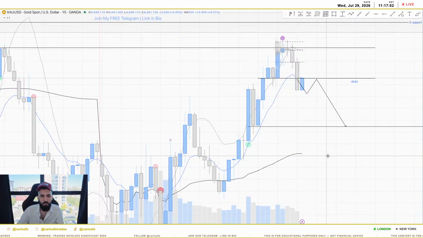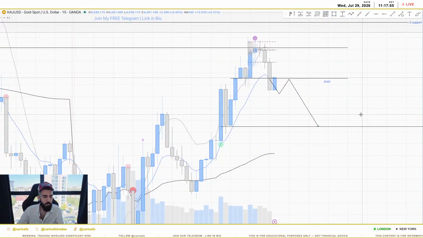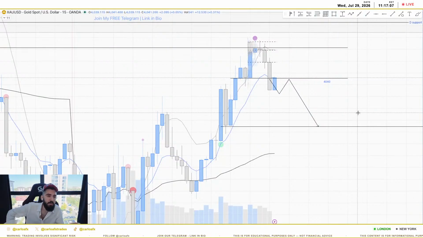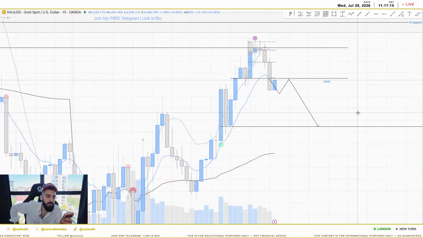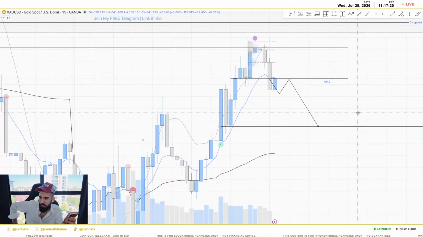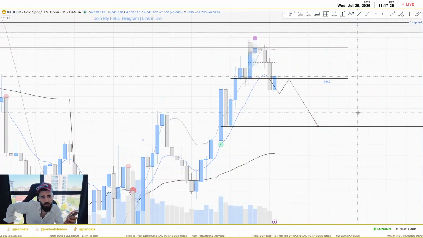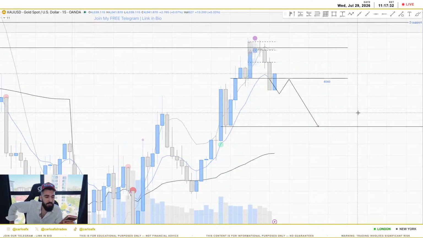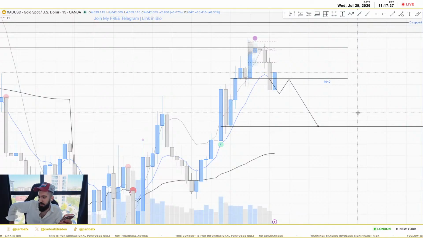Heat map volume. What are you using for a heat map? What browser are you using, or do you have an indicator for it? If you understand heat map, it can be a really good weapon. It can be a really great weapon in your trading in the markets if you know how to use it.